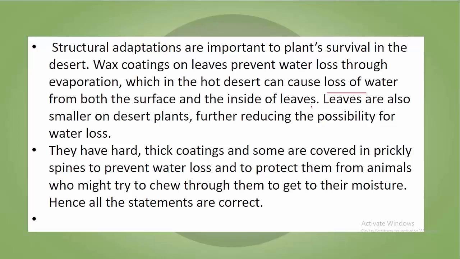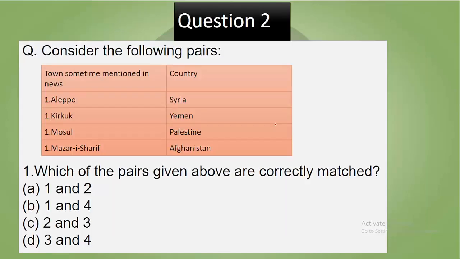So they have hard thick coatings like you must have seen in the cactus, and some are covered with prickly spines to prevent water loss and to protect them from animals. These spines are generally modifications of the leaves. So hence all the statements were correct. Therefore your answer was D.